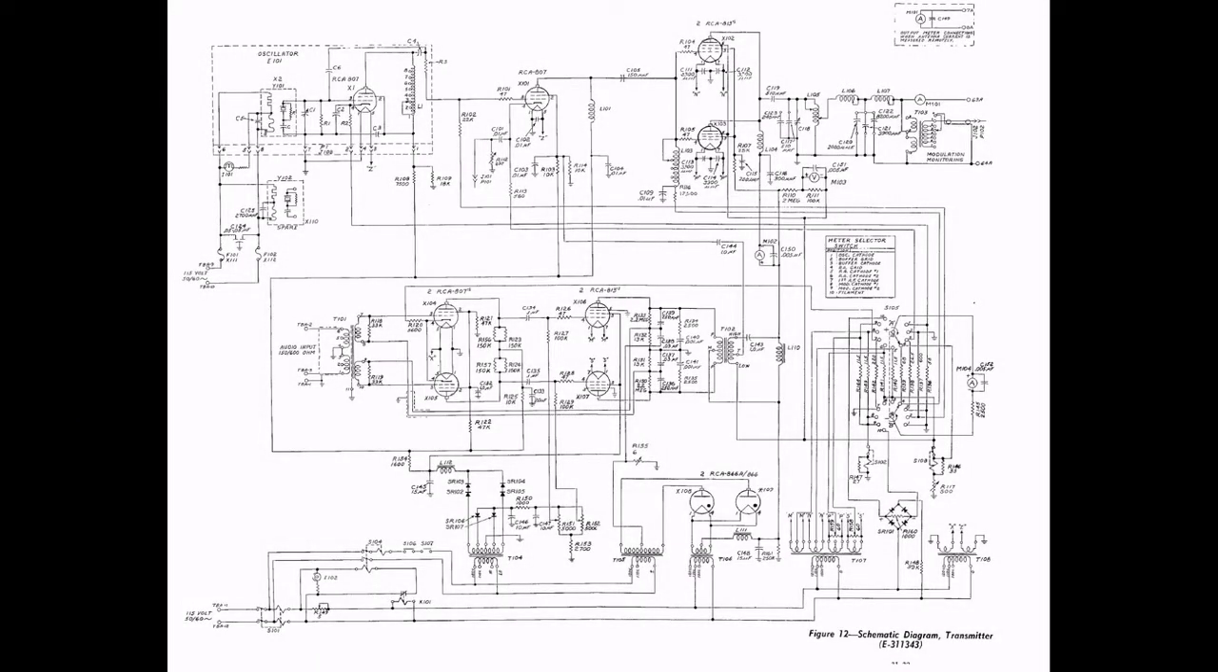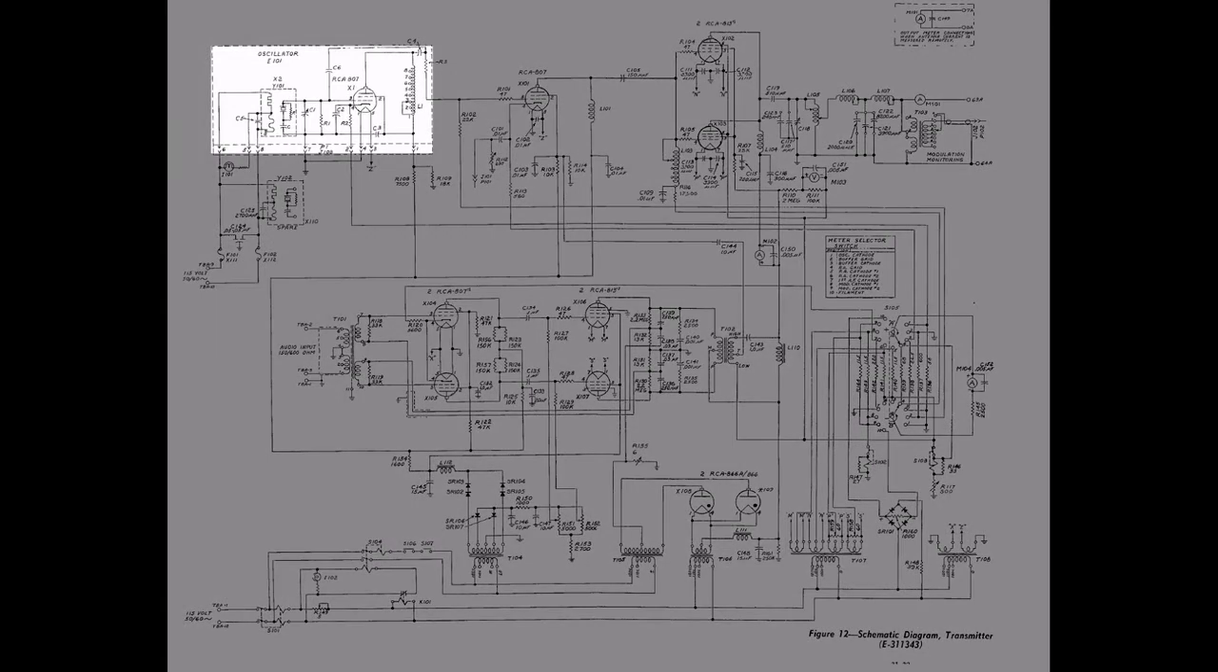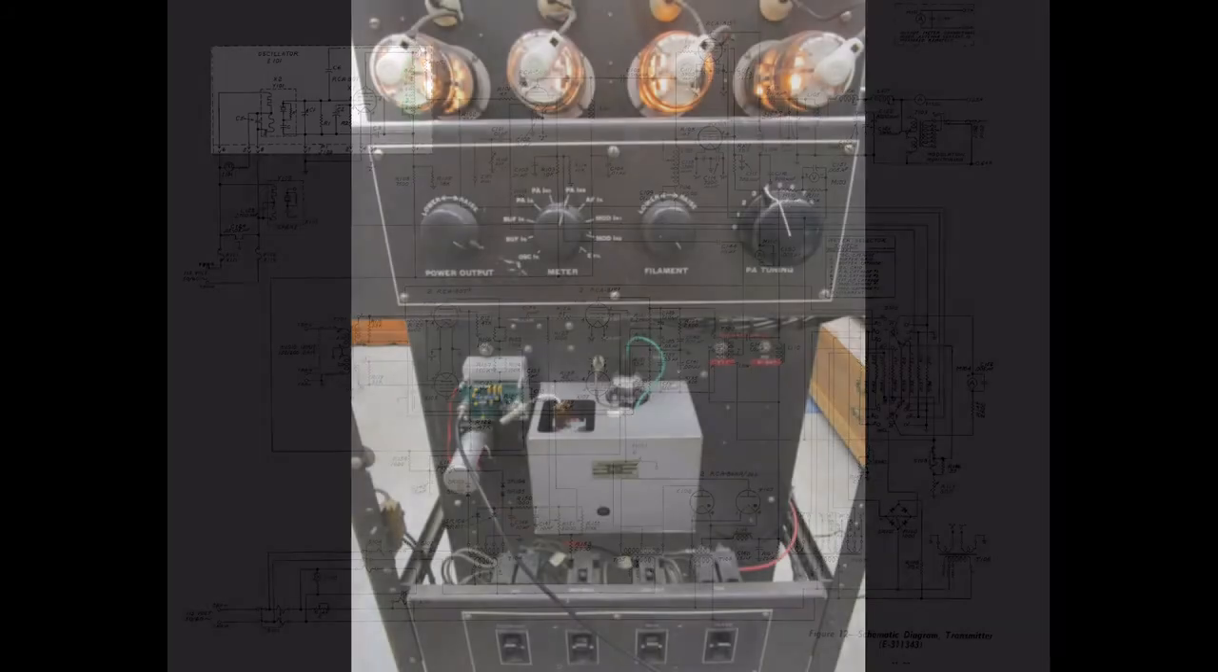In looking at the schematic of this transmitter, it looks like the entire RF section is at the top of the schematic. And I'll need to start with the oscillator circuit. There seems to be a tapped plate choke in the oscillator circuit, and I will want to keep this adjusted into resonance.